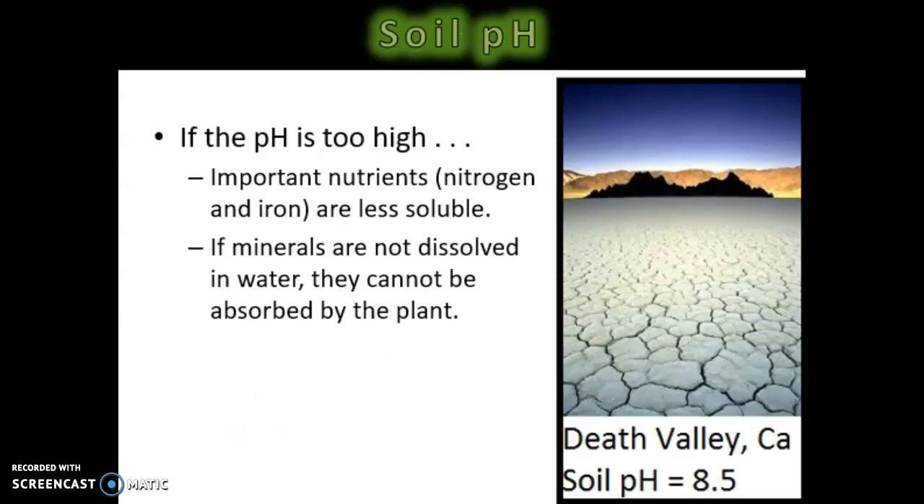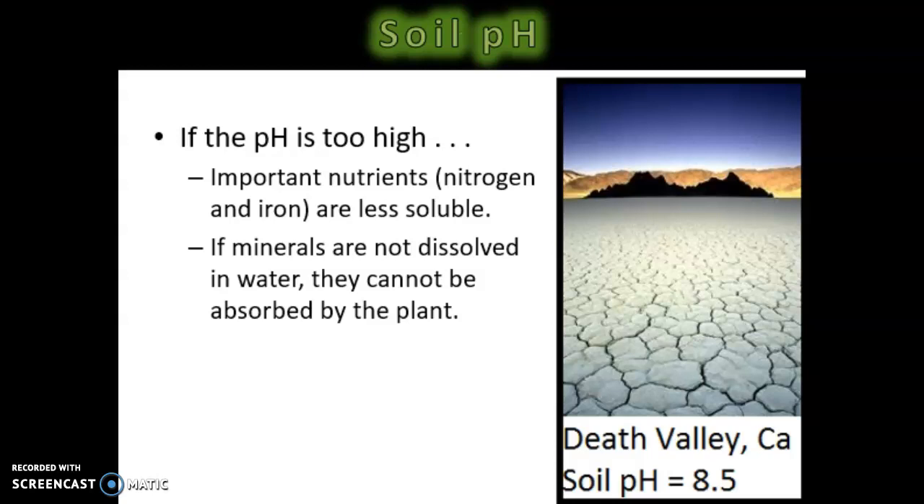You can also have a soil that has a very, very high pH. This is a much less common problem. If the pH is too high, it means that things the plants need, like nitrogen, potassium, and phosphorus, don't dissolve well in soils that have high pH. And if they don't become dissolved well, that means the plant roots can't take up these minerals.